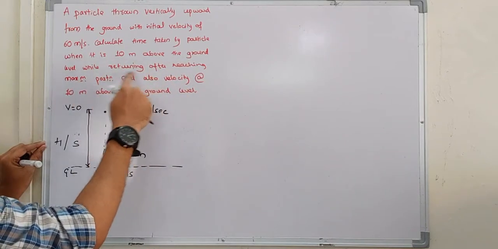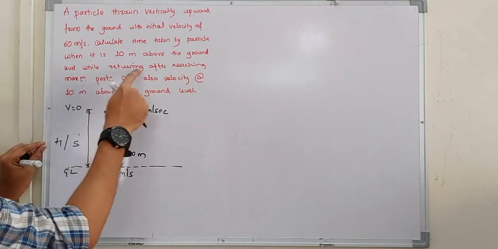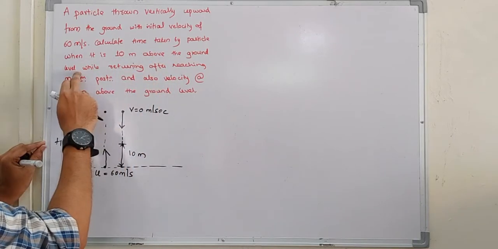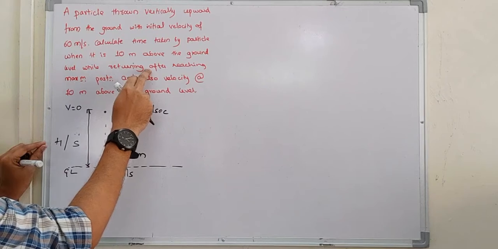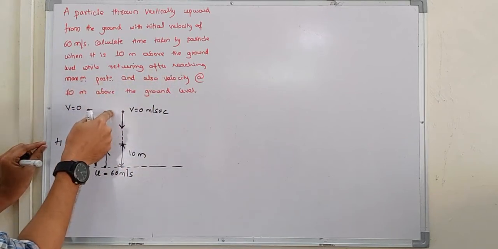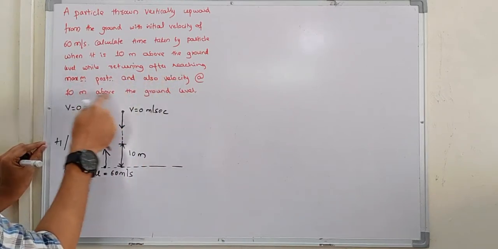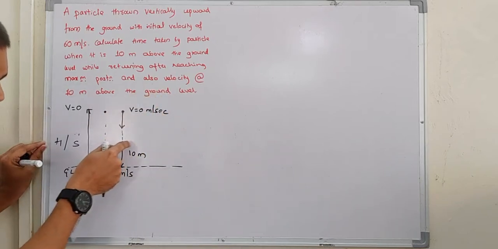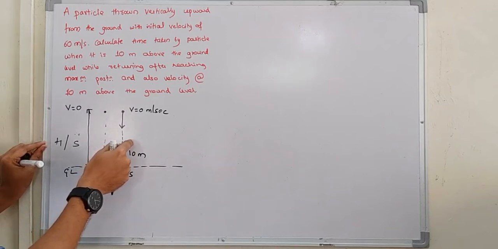Time taken by the particle while returning, 10 meter above the ground level after reaching maximum position, and also you are asked to calculate the velocity at this position. You are also asked to calculate the velocity at this position.